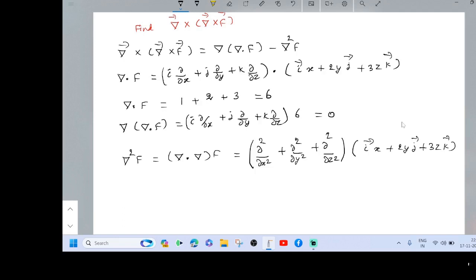Del square by del y square is allowed to operate on this function, the result is 0. Del square by del z square is allowed to operate on this function, the result is 0. So that del square f is 0. Already we have had grad of div f equal to 0. Then del square f is also 0. Therefore, for the given value of f, del cross f, that means curl of f, is equal to 0.